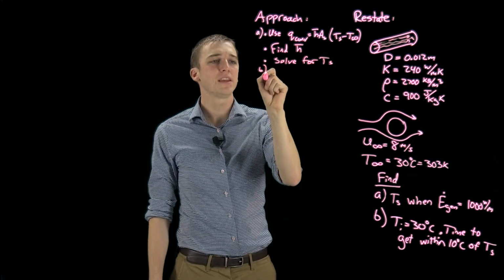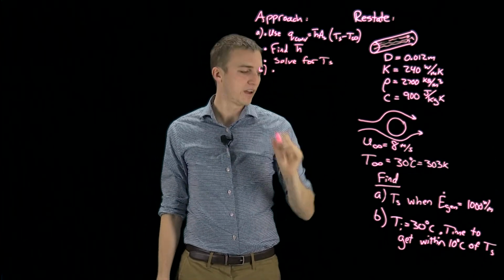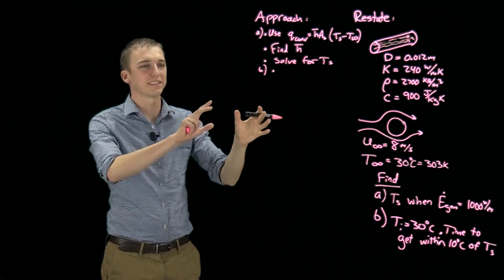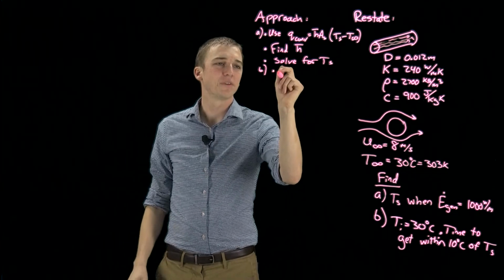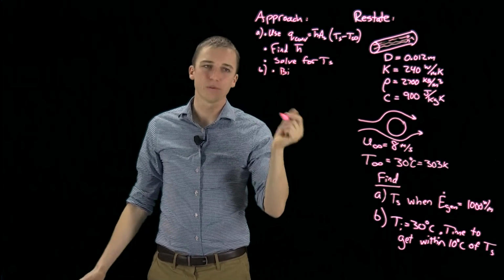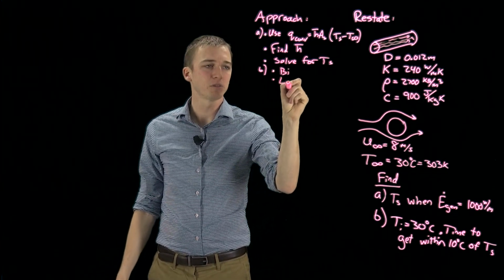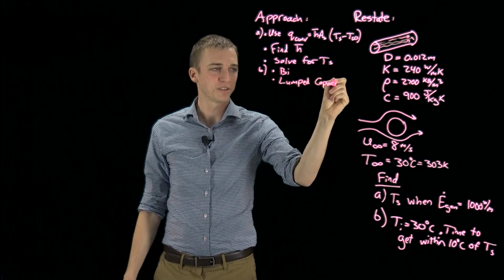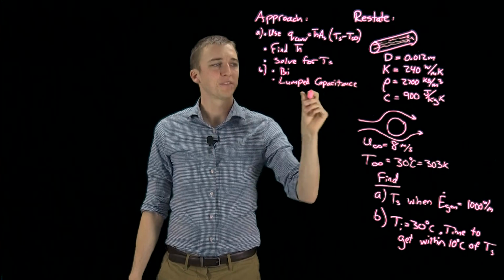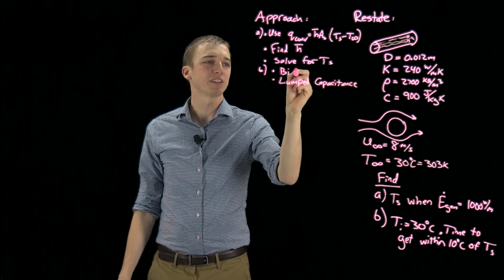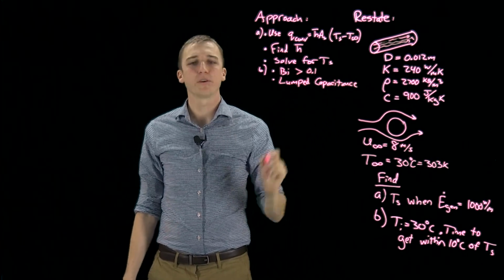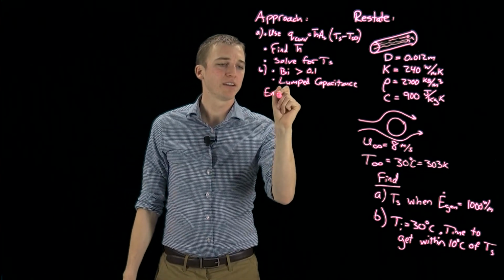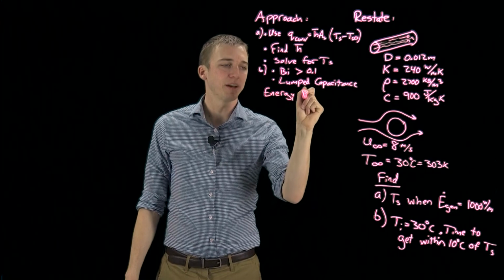For part B, recognizing we have an initial temperature and we're asked about time, we recognize this as a transient problem. With any transient problem, we find the Biot number, and then if possible, use lumped capacitance. Spoiler alert, we are going to use lumped capacitance. However, if the Biot number was actually greater than 0.1, we would have to use a different method. Okay, before we move on, let's do our energy balance.